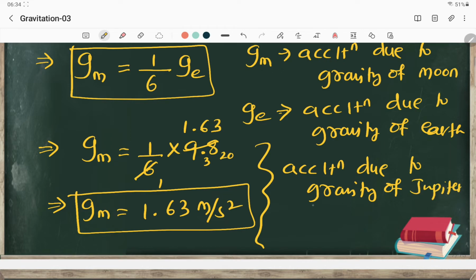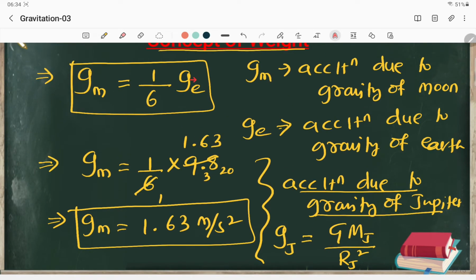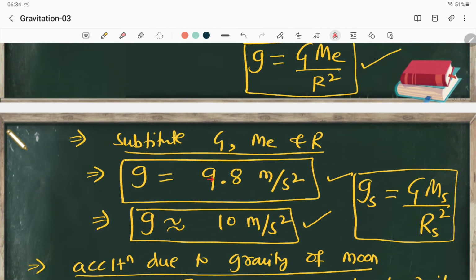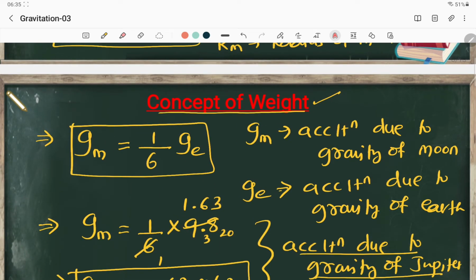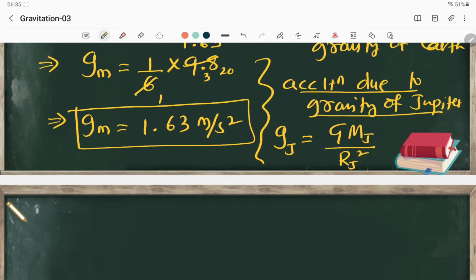Jupiter is one planet, no? What is the formula? Please tell me. The acceleration due to gravity of Jupiter is equal to the universal gravitational constant into the mass of Jupiter divided by the radius of Jupiter squared. This is how we are going to find the acceleration due to gravity of any body. I have given you two examples: the acceleration due to gravity of Earth, whose value we calculated as 9.8 or 10, and the moon, a natural satellite of Earth, whose value will be 1/6 of that of Earth. I hope the concept is clear.